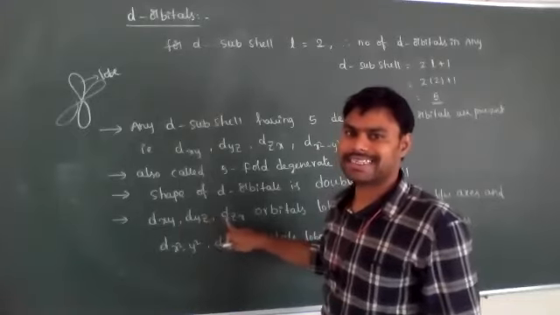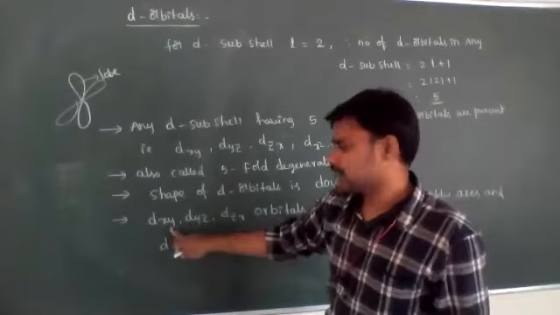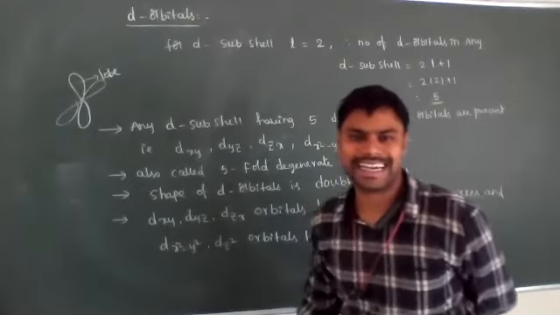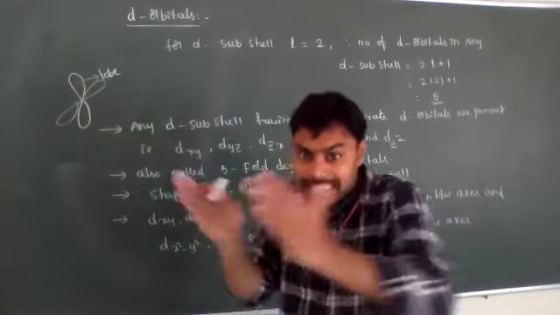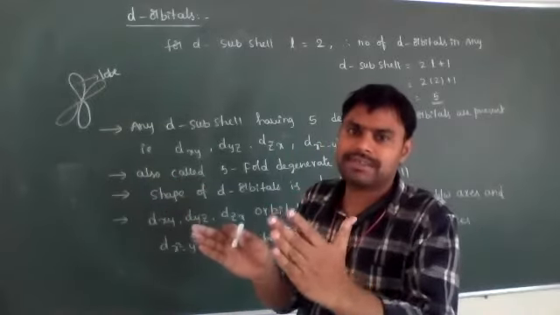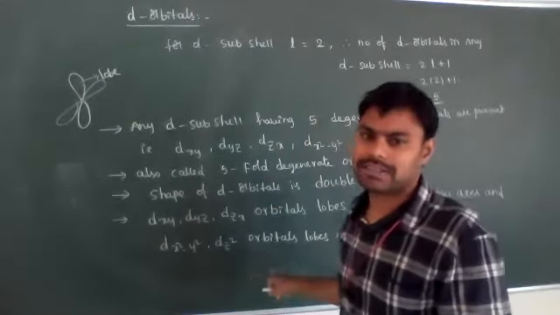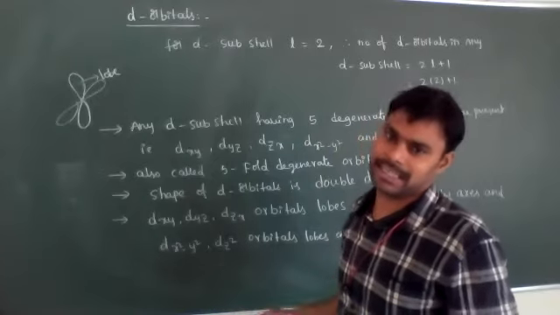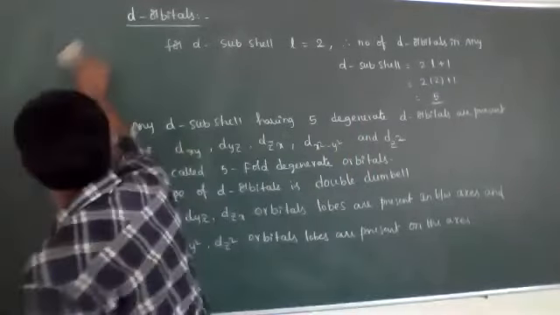They are dxy, dyz, dzx, dx square minus y square, and dz square. See the first three, dxy, dyz, dzx: the lobes are present in between the coordinate axes. But for dx square minus y square and dz square, the lobes are present on the axis.